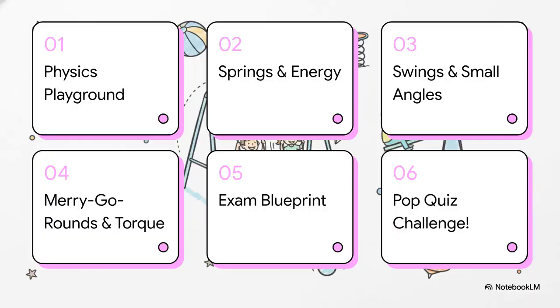Okay, here's our game plan for today. 1. The physics playground. 2. Springs, bounces, and energy. 3. Swings and small angles. 4. Merry-go-rounds and torque. 5. Our final exam review blueprint. And 6. A pop quiz challenge.